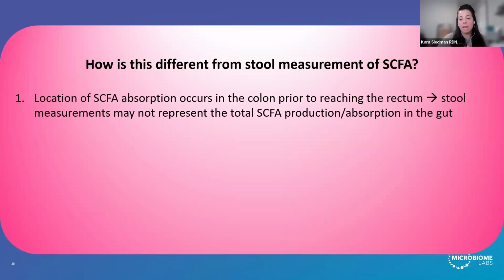And some of that is because the location of short chain fatty acid absorption occurs in the colon. So that's prior to reaching your rectum. And so your stool measurements may not actually represent that total production or even absorption within the gut. And we actually see this. There's been research to show that people that have obesity have higher stool butyrate levels. And that's possibly indicating more of a decreased absorption in the colon, or even decreased microbial utilization, and not necessarily due to actual higher production.